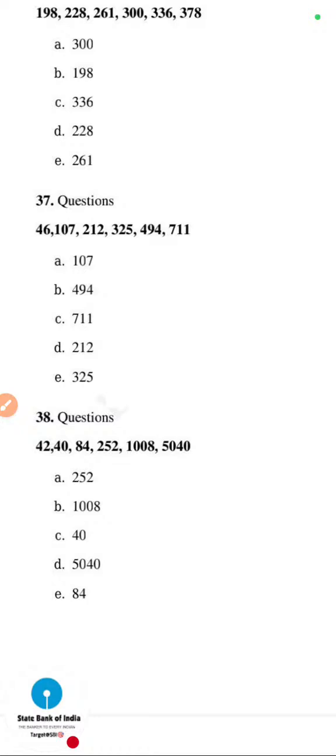I don't see any clear pattern in this one. So let's see the double difference: 61, 105, which will be 44, and 44 plus 44. Here we have only plus 8.